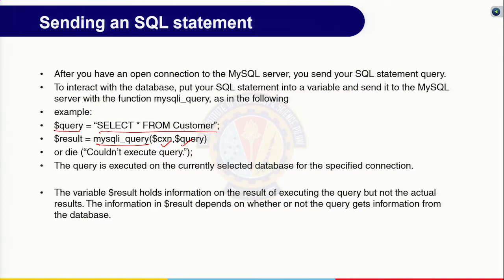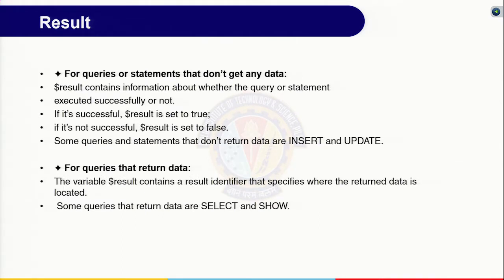The variable result will hold the information or the status of the query execution. Result will not contain the data. Result contains information about whether the query or statement executed successfully or not. If it's successful, result will have a value true. If it's not successful, it will be set to false. Some queries that do not return data are insert and updates. For queries or statements that return data, the result value will contain an identifier which specifies where the return data is located. Some queries that return data are select, show, etc.